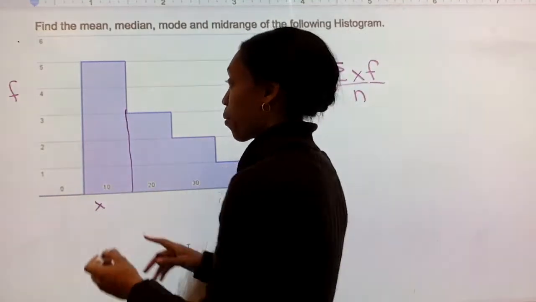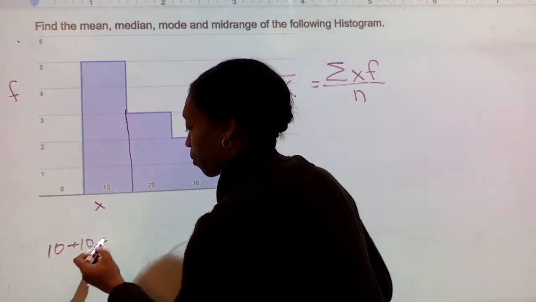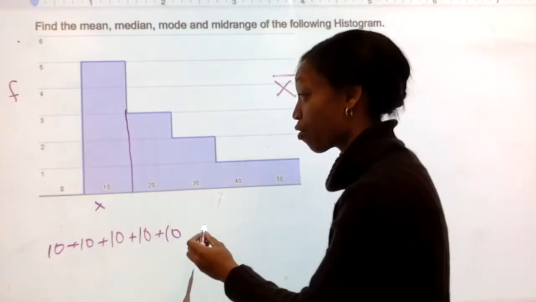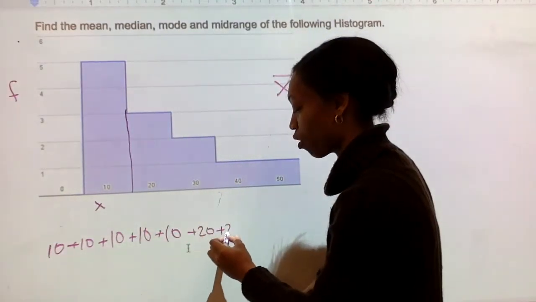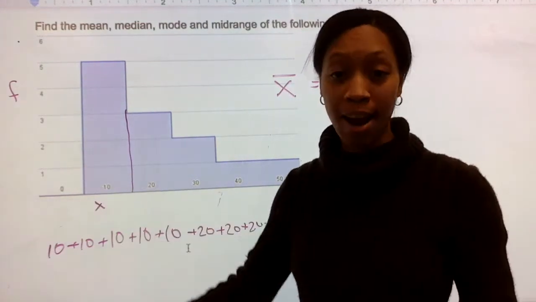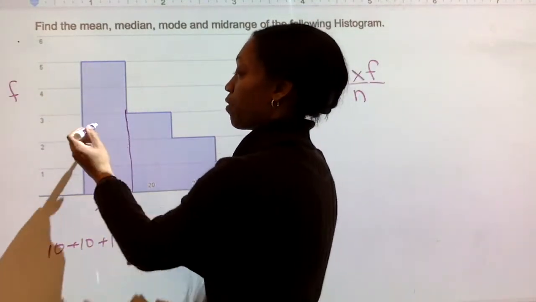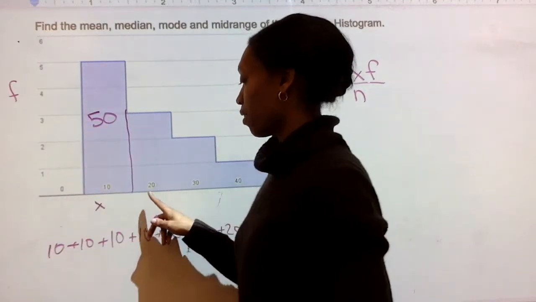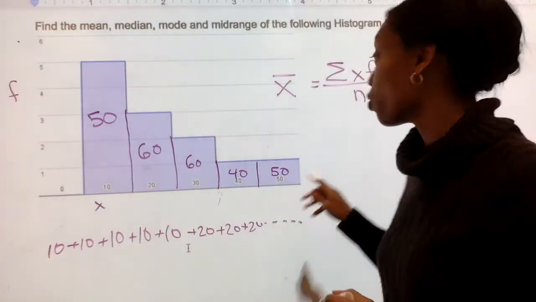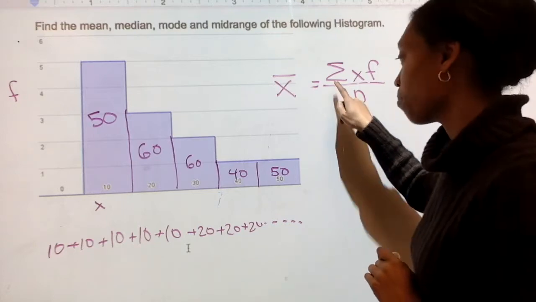So if I were to add up all of these 10s, it would be 10, 20, 30, 40, 50. Then I would have to add 3 20s, right? So here I'm doing it the long way. But now instead of doing it the long way and adding them all up and then dividing by the total, instead I can just do the area of each of these bars. 10 times 5 is 50. 20 times 3. All right, so now those are all of my x times f's, and now I have to find the sum. So let's add those all up.